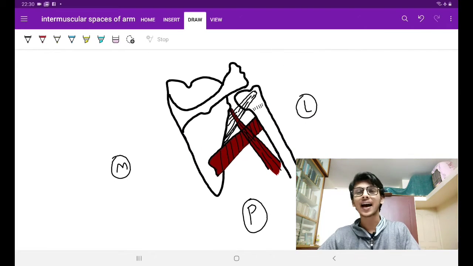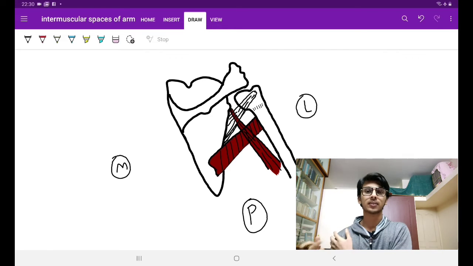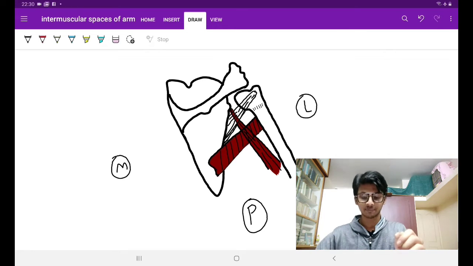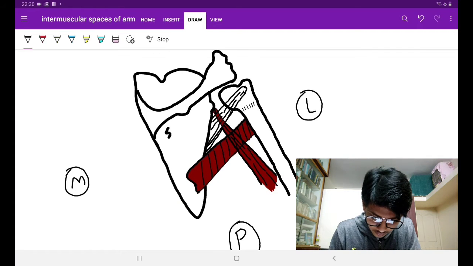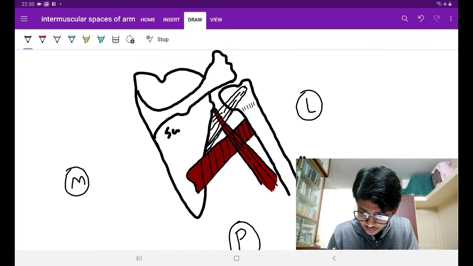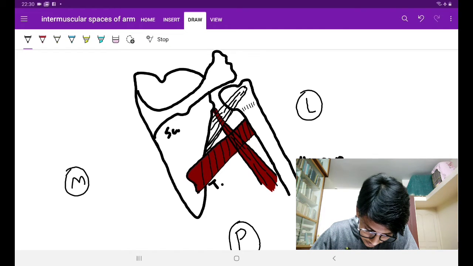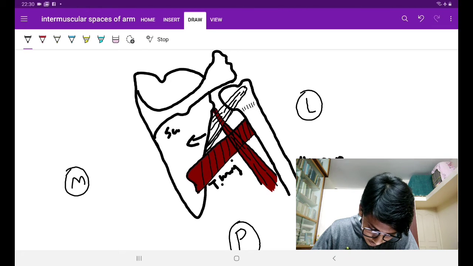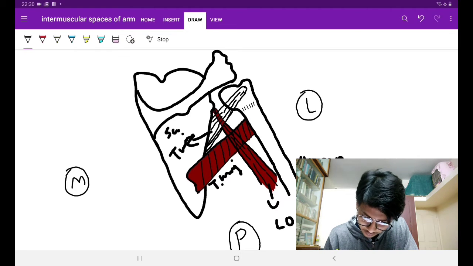Guys, see here, I have a representation of the posterior aspect of this region, mainly the shoulder joint and the back of scapula. Okay, see here, this is the scapula. This bone is the humerus. And see here, we can see three muscles. Which are they? This is the teres major. This here is the teres minor. And this here is the long head of triceps.